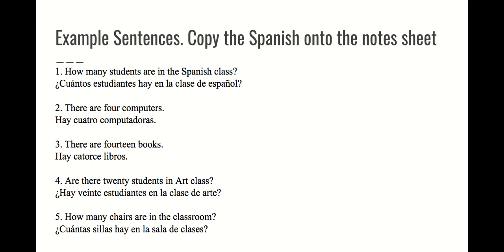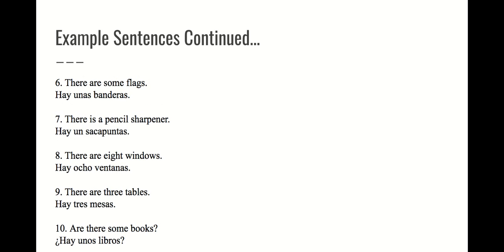There are 14 books. Hay 14 libros. Are there 20 students in art class? ¿Hay 20 estudiantes en la clase de arte? How many chairs are in the classroom? ¿Cuántas sillas hay en la sala de clases? There are 6 flags, or there are some flags. Hay unas banderas.